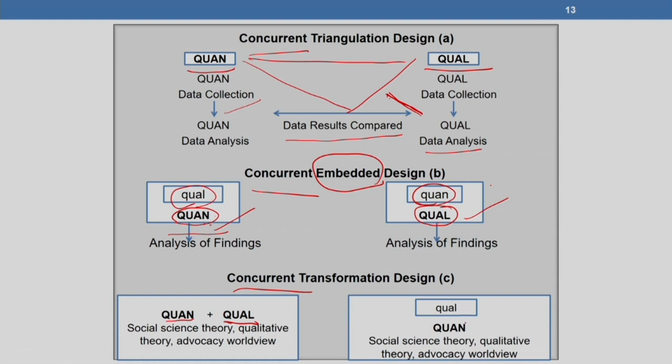and then there is a dominant quan and an embedded qualitative being carried out together with the social science theory, qualitative theory or an advocacy worldview, and this goes on to explain the why questions more, and also what kind of changes need to be brought about, and also whether the researchers themselves can bring about those changes. The transformation that is inherent in the research question is also emphasized.